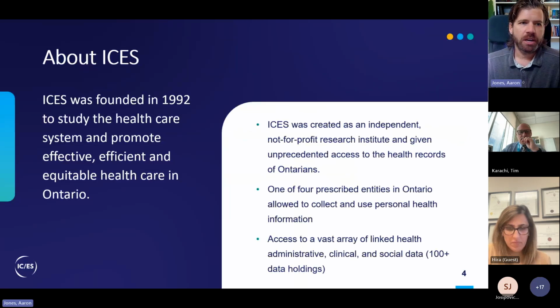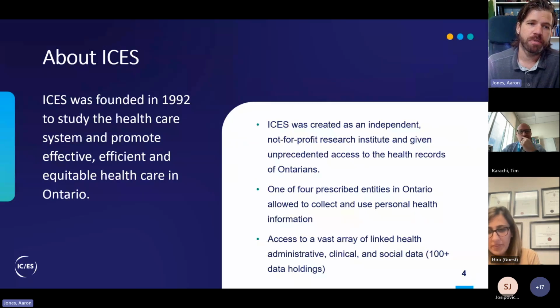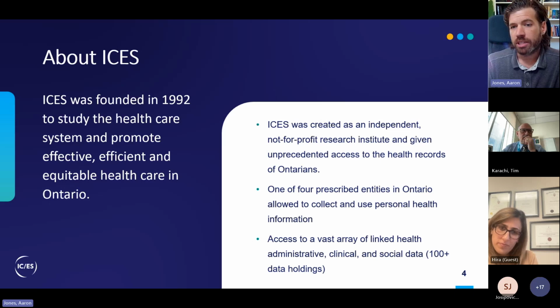So some background information about ICES. It was founded in 1992, and it is an independent not-for-profit research institute. It was founded to study the healthcare system in Ontario to promote effective, efficient, and equitable care. And so it is in Ontario legislation as a prescribed entity, which means it is allowed to collect and use personal health information. And it was essentially given unprecedented access to the health records of Ontarians to enable this kind of research and analysis that improve the health system. So currently, there's over 100 data holdings, which are fully linkable between them and cover health administrative data as well as some clinical and social data.